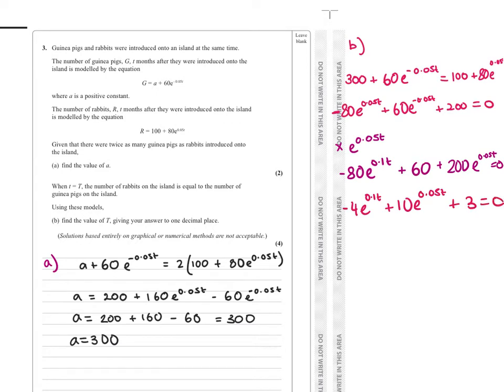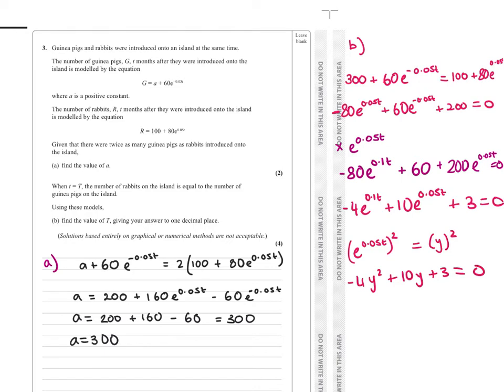Okay, now we know e to the 0.05t squared equals e to the 0.1t. So we could then say that that is technically y squared. It's a hidden quadratic. So minus 4y squared plus 10y plus 3 equals 0.